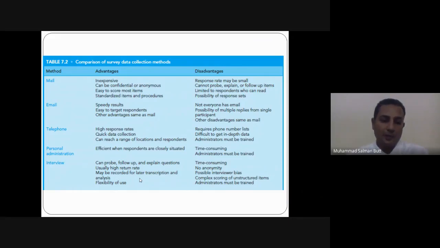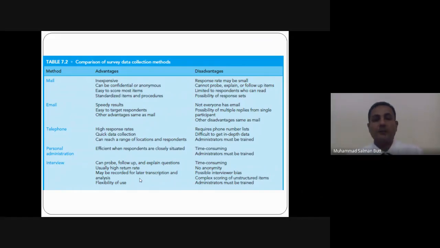And then the interview method will give you an idea if you want to probe into a specific problem in more detail, and it gives you the advantage that you can probe, you can follow up, you can explain questions, usually with a high return rate, and you will also have a recorded session of that data collection method, and you will have the flexibility if you want to make certain changes.